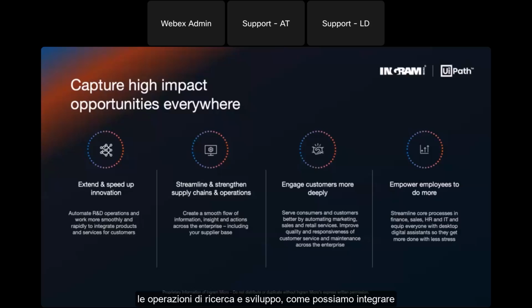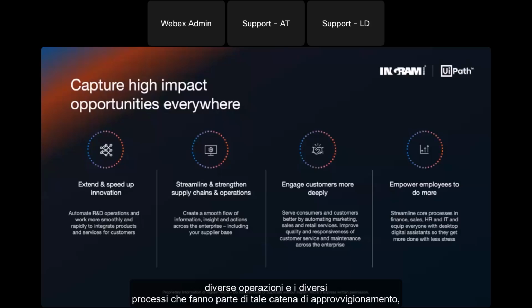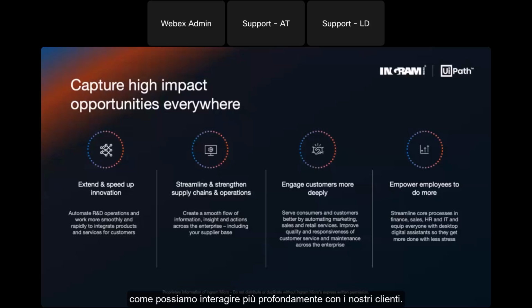So the idea is how we can automate, for example, research and development operations, right? How can we integrate our products and service our customers in a seamless manner, in a way that's smooth for their different user teams? How can we streamline the supply chain and the different operations and processes that are part of that supply chain, from the procurement to all the logistics and delivering the services or the products? How can we engage more deeply with our customers?